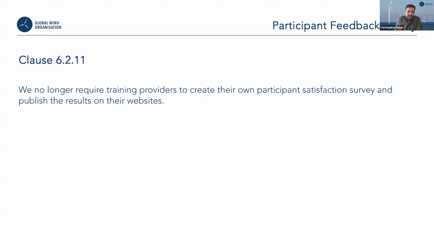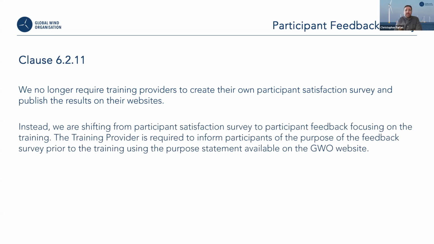Participants feedback survey. So previously in clause 6.2.11, we required training providers to create their own participant satisfaction survey and publish it on the website. We're no longer requiring you to do this. Instead, we're shifting away from a participant satisfaction survey to participant feedback, focusing on the training itself. The training provider will be required to inform participants of the purpose of the feedback survey prior to the training using the purpose statement available on the GWO website. And again, this is to highlight for the participants the importance that their feedback has on helping us develop and improve the training and the training standards going forward.